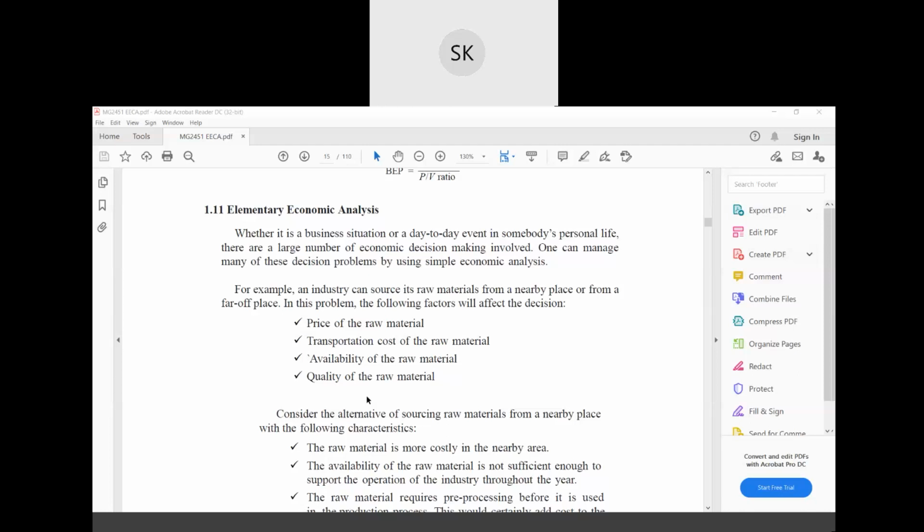And the most important thing is the quality. Obviously your product will depend upon quality. Understood? So based on these four, these are the main factors we'll compare in both the cases. If you don't understand, just stop me and type in the chat box and let me know. Then I'll explain once again.